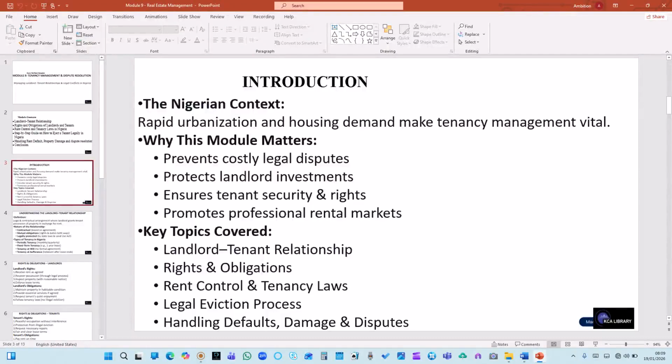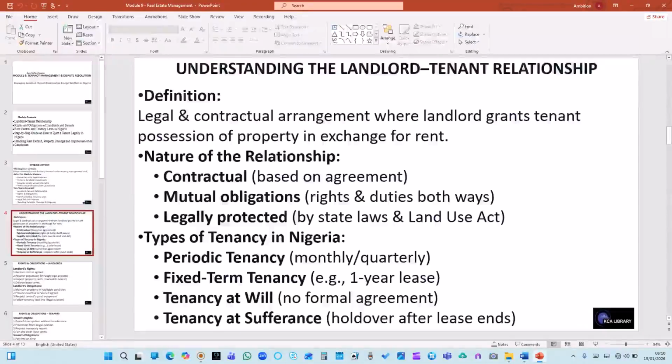Key topics covered in this module include landlord-tenant relationship, rights and obligations of both tenants and landlord, rent control and tenancy laws in Nigeria, legal eviction process, and handling default, damage, and dispute. Having known that, let us look at understanding landlord-tenant relationship.